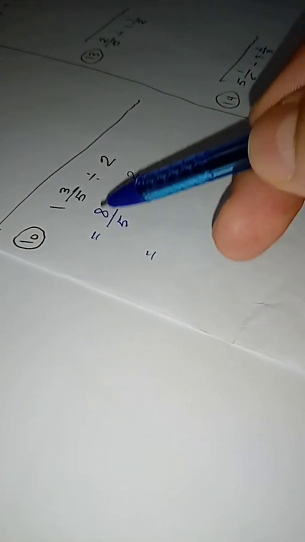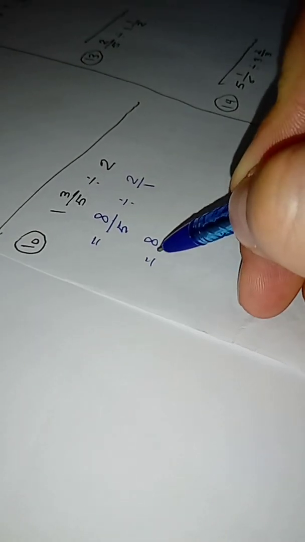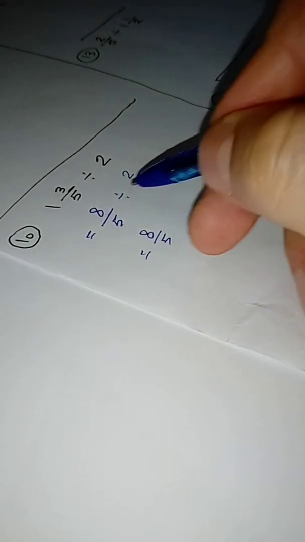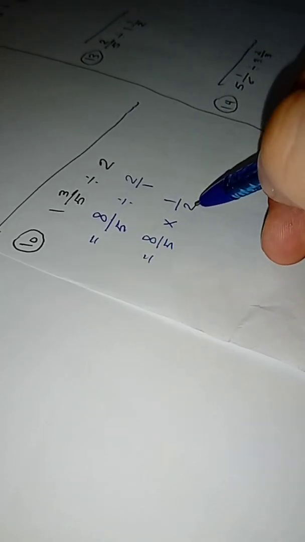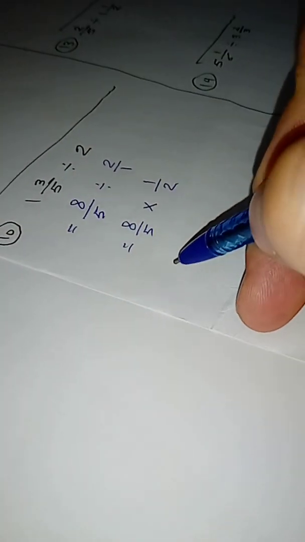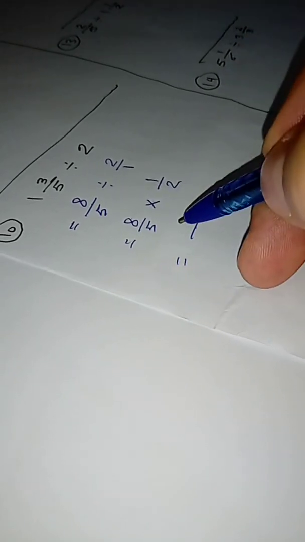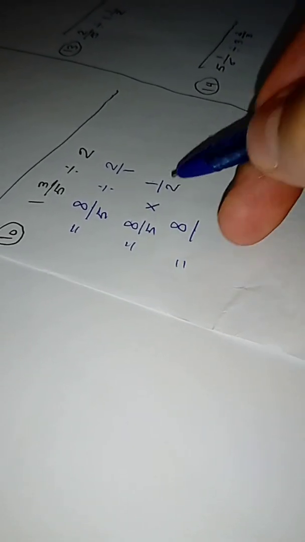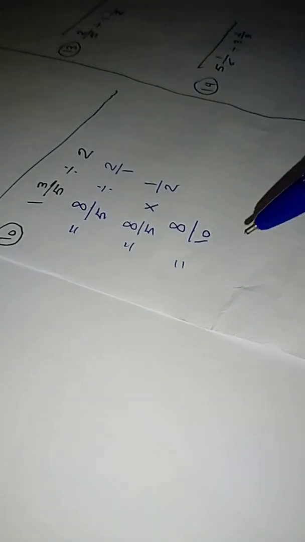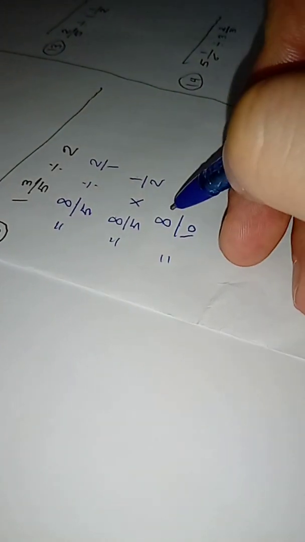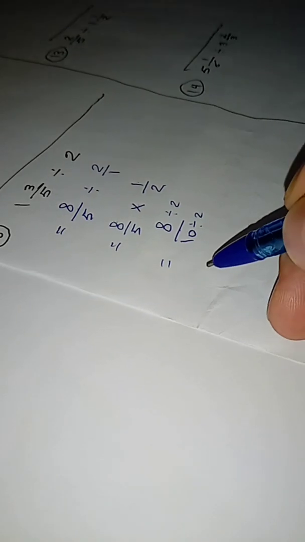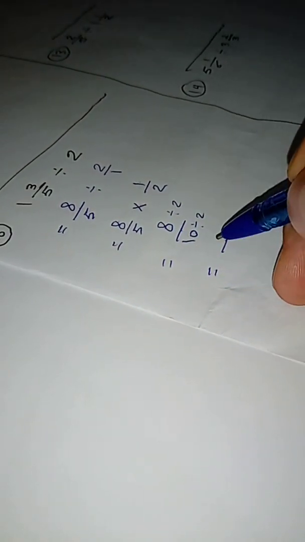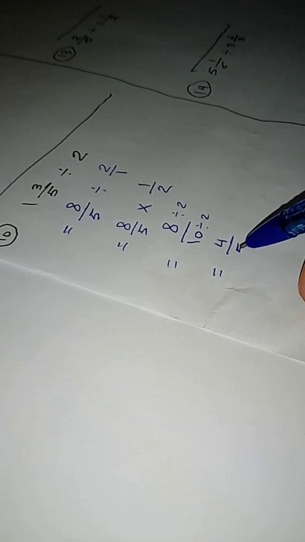Use the rule. Keep 8 over 5. Then change, then flip. Now 8 times 1 will be 8, 5 times 2 will be 10. Do simplest form. The GCF here will be 2, divide by 2, divide by 2. So I can write 8 divided by 2 will be 4, and 10 divided by 2 will be 5.